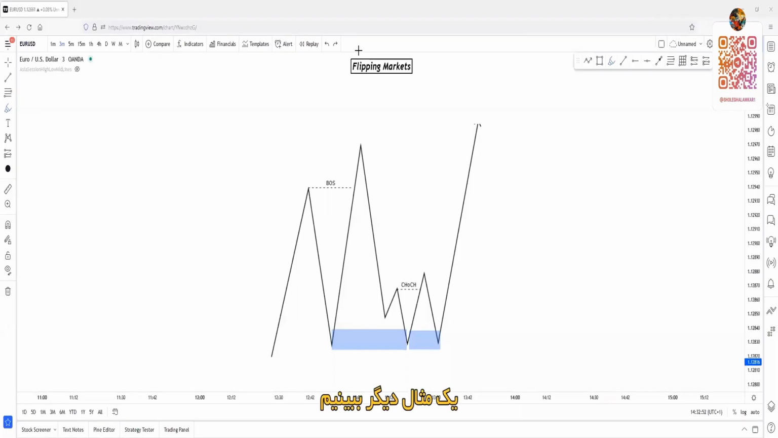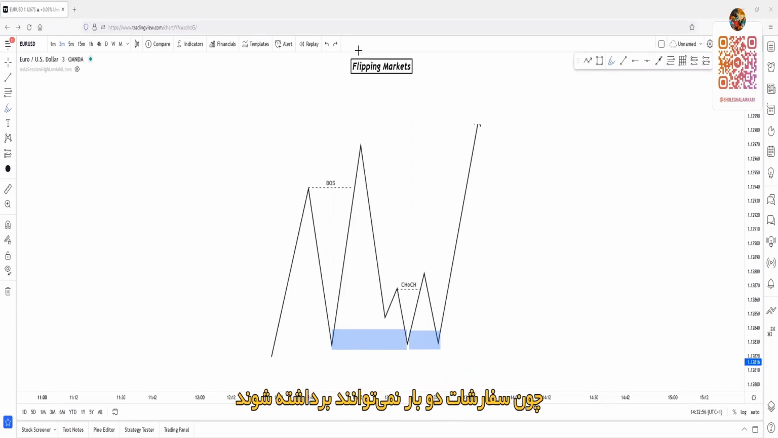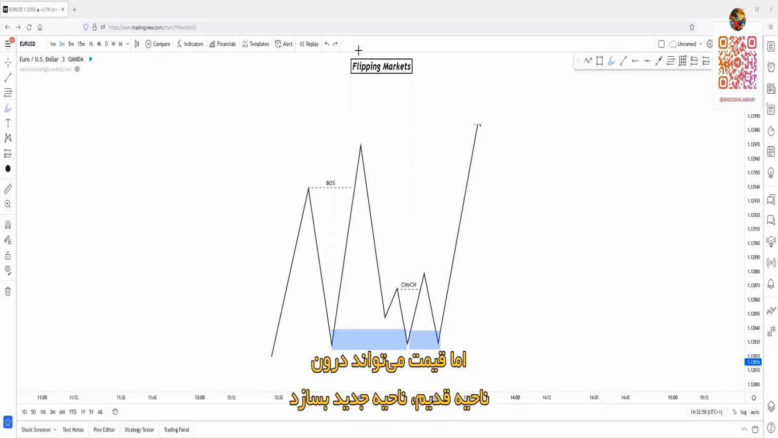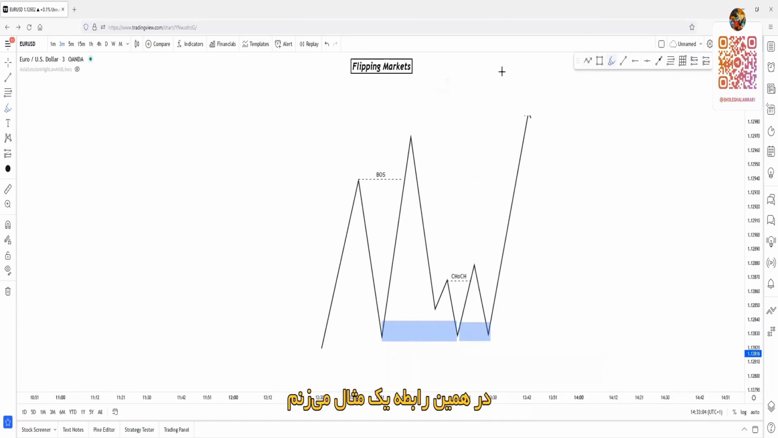So let's see another example. As I said earlier, a zone can be only mitigated once because orders can't be picked up twice, but price can form another zone inside of the old one. So I brought an example for this one.